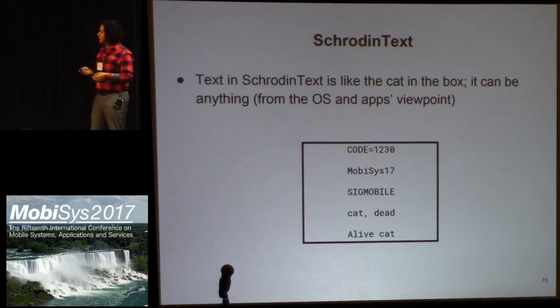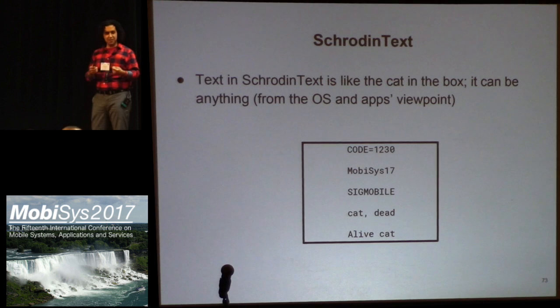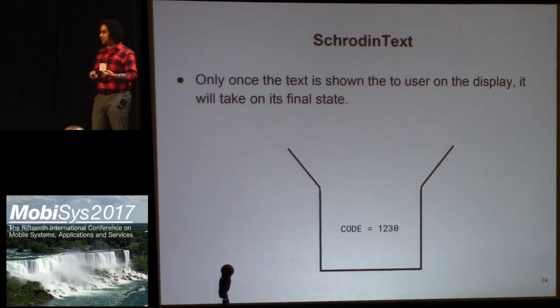And so you can think of the text in SchrodinText as this cat in the box. From the operating system's perspective, you just see that there's a 9-character text sitting somewhere on the UI, but it doesn't know what the actual value is. Only the user, who can open the box by physically observing the display, can see what the actual value is.